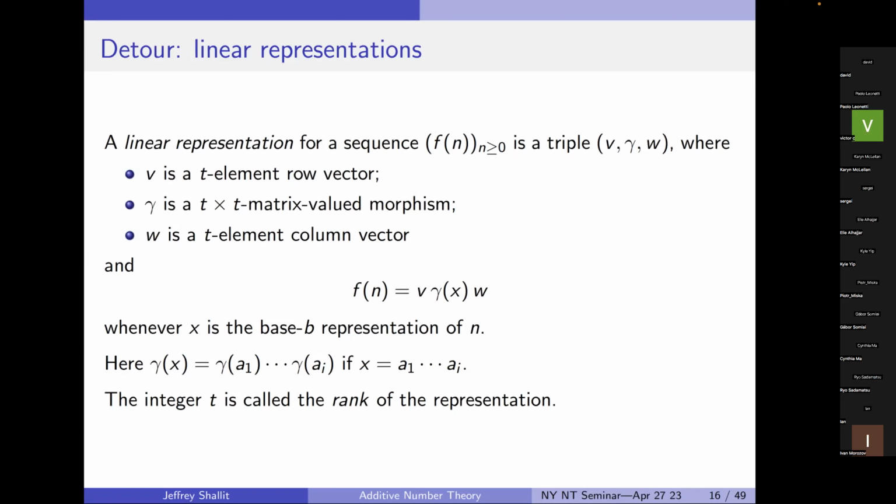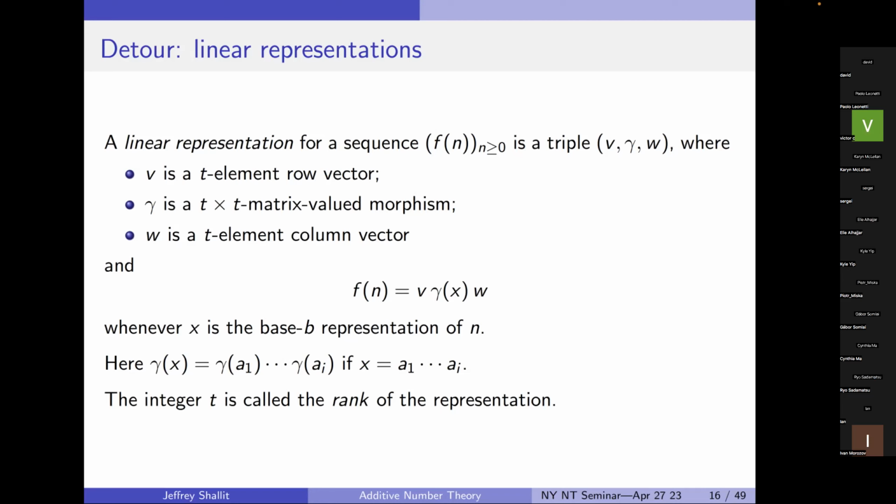And in order to explain that, I have to digress with a little detour into what a linear representation is. So what's a linear representation? A linear representation for a sequence f of n is a triple v, gamma, and w, where v is a row vector, gamma is a t by t matrix valued morphism, and I'll say exactly what I mean by that in a second, and w is a t element column vector for some t. And then f of n can be computed by forming the dot product of v with gamma of x and w whenever x is a base b representation of n. So I allow x to have leading zeros here.